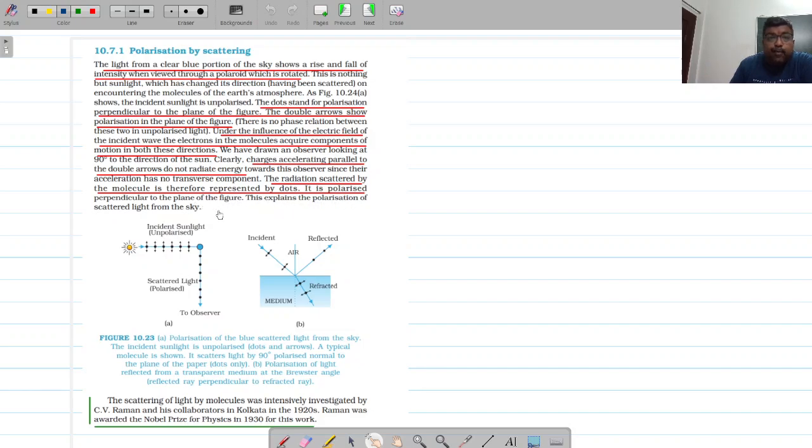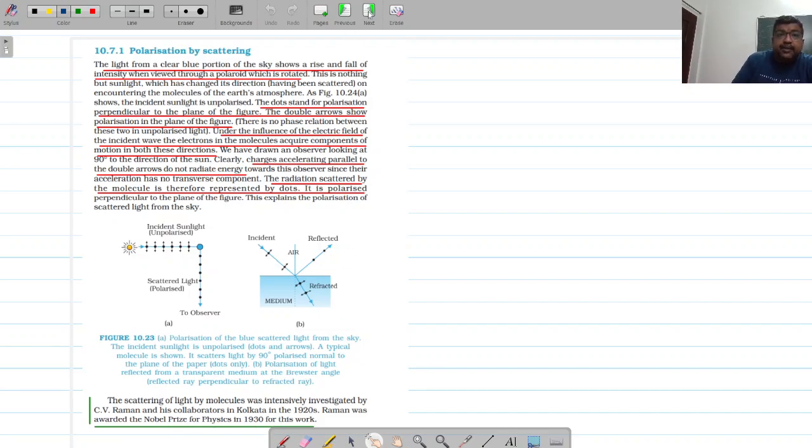This explains polarization of scattered light from the sky. So this figure is for polarization by scattering. This figure is for polarization by reflection. That is the next topic. Polarization by scattering was also studied by C.V. Raman, and for this he was awarded the Nobel Prize in Physics in 1930.